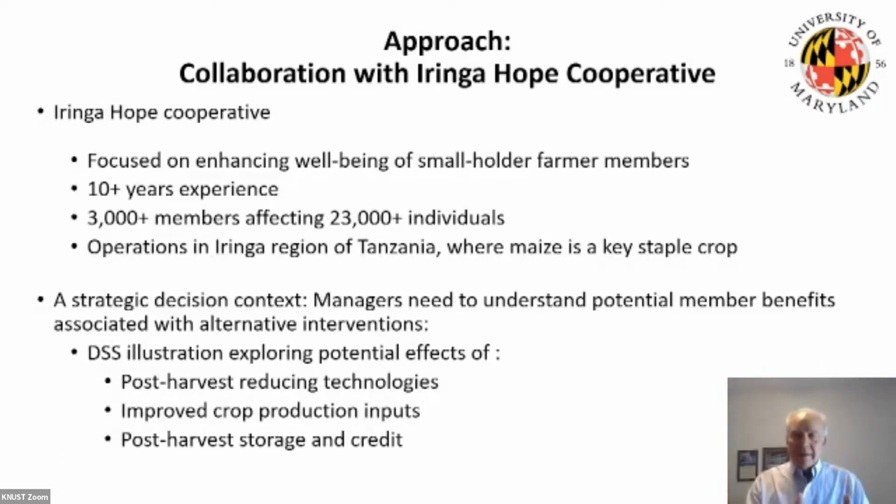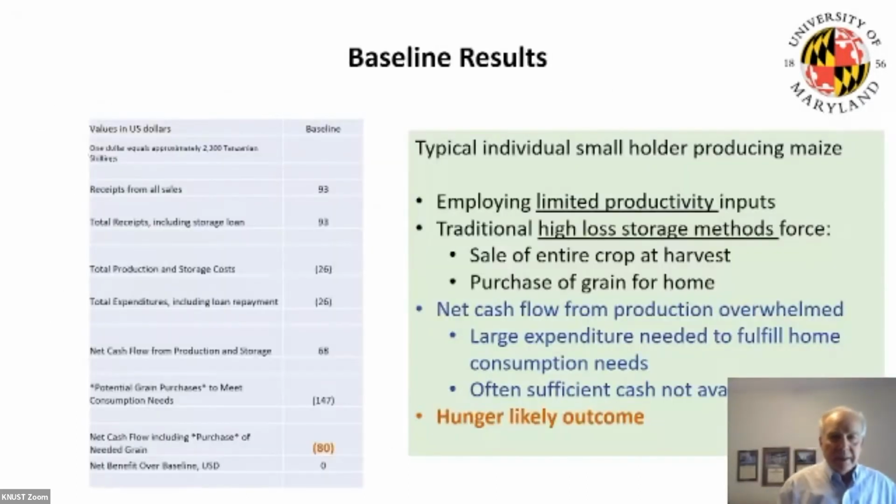Now, in reality, Aringa Hope is doing all of these. And so we're really fortunate here to have experience-based information as well as research-based information that we put together as inputs into the model. Now, decision support systems, even a relatively straightforward one like we're working with here, tend to generate a lot of data. And I'm going to have to show some data relatively rapidly to stay within the 15 minutes.